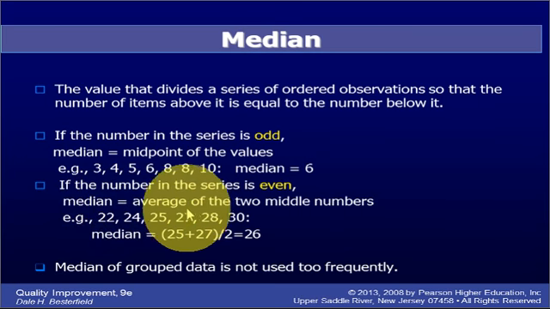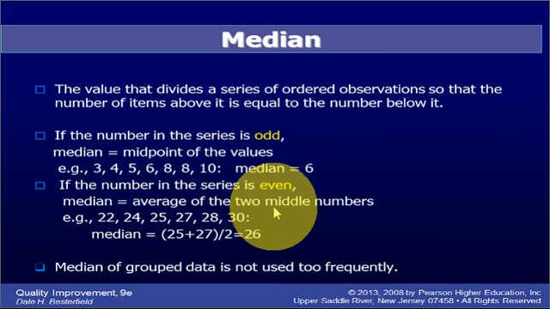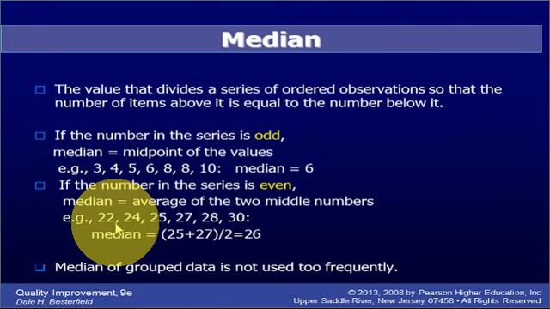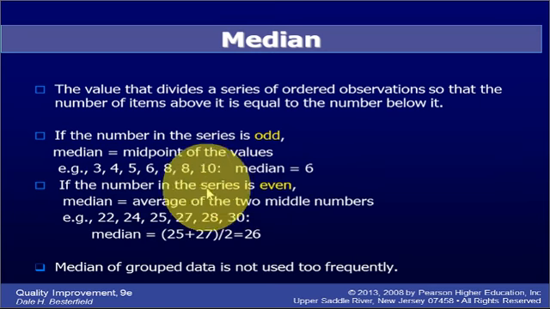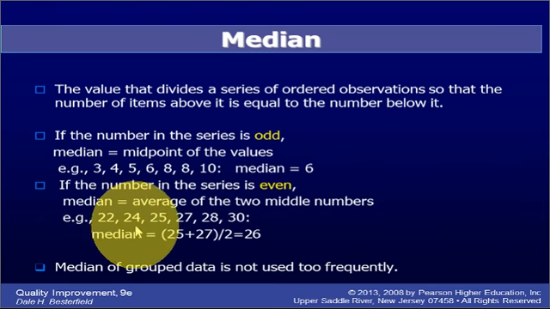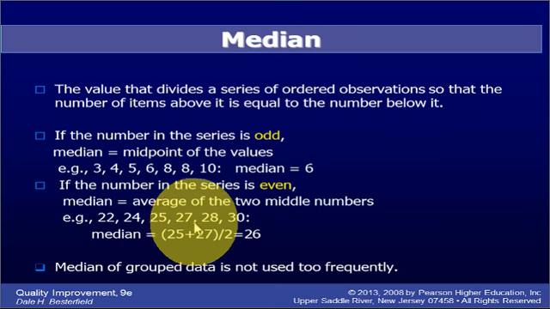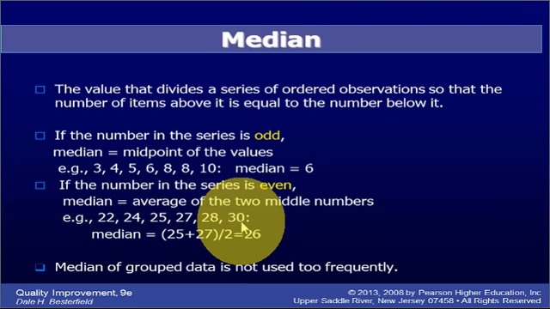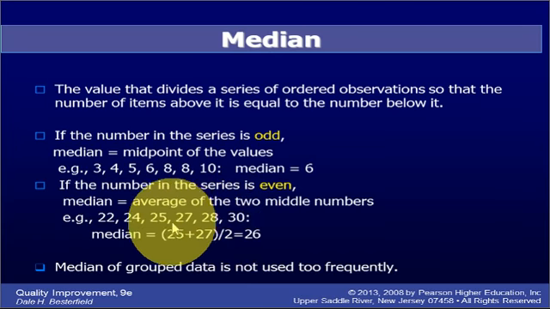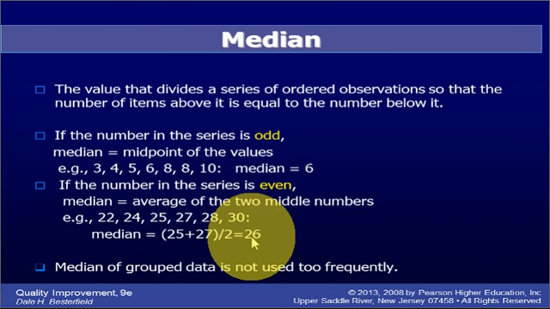The next case is if the number in the series is even, then the median is defined as the average of the two middle numbers. For example, here we have 6 numbers, an even series: 22, 24, 25, 27, 28, and 30. We take the two middle numbers, 25 and 27, and find their average, which is 26.